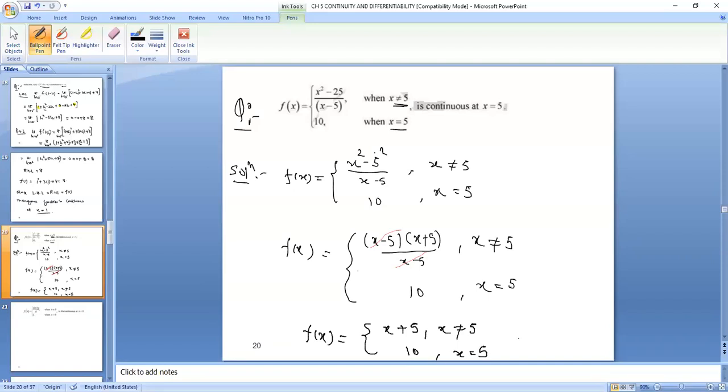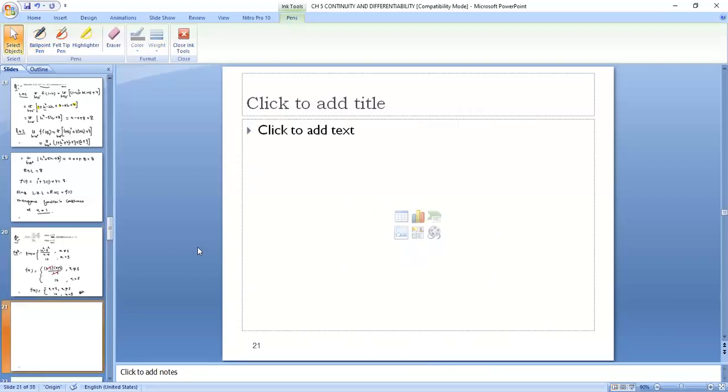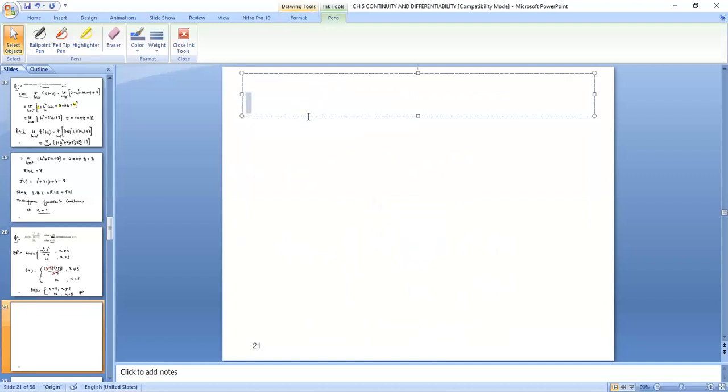Now this will be the function upon which we will apply the left hand limit and right hand limit. Actually the function is given to us as x square minus 25 upon x minus 5. But since the function is given in a ratio and the ratio can be simplified, the very first step we simplify the ratio. So we have simplified it. Now the function is x plus 5 when x is not equal to 5, and 10 when x equals 5. This 10 means the value of the function, right? Now we will find the left hand limit, right hand limit, and check whether both the limits are equal.